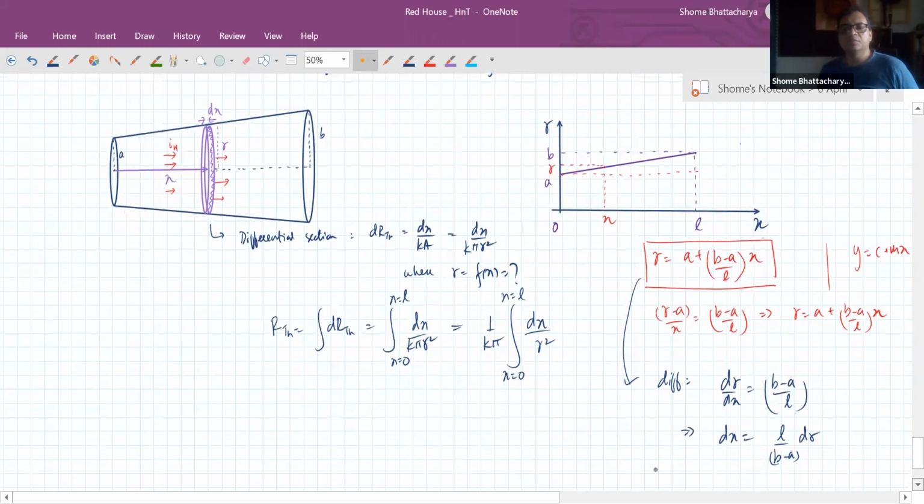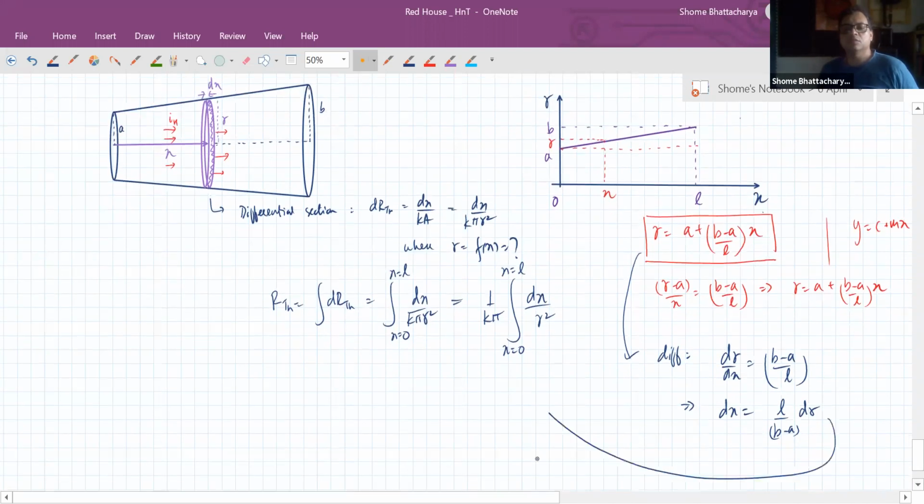So next up, we substitute this here. Substitute in the numerator instead of substituting in the denominator, which will make life very lengthy. So in the numerator, substitute dx as L upon (b minus a) into dr by r square. And accordingly, the limits will change from limits of x to limits of r. When x is 0, the value of r is a. When x is L, the value of r is b, which you can see from this formula also.